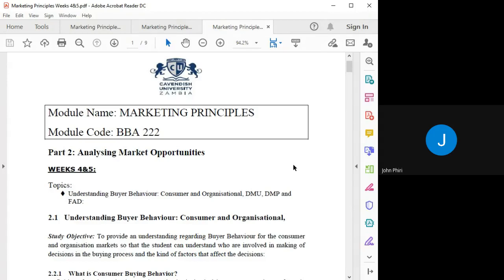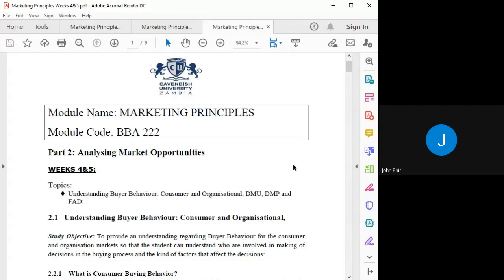Now, today we want to extend that further and try to understand how buyers behave. Why do people buy the things which they buy? And then, how do they buy? Where do they buy? When do they buy? As I said earlier on, this topic borrows a lot from psychology, sociology, anthropology, if you like, and all these other social sciences. That's where they borrow much of this.